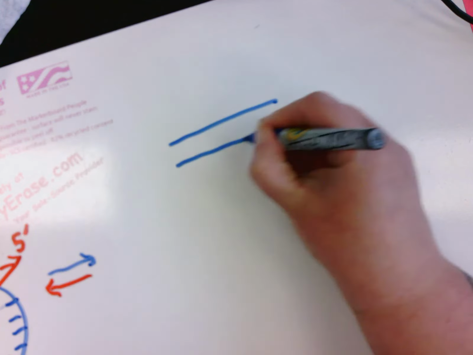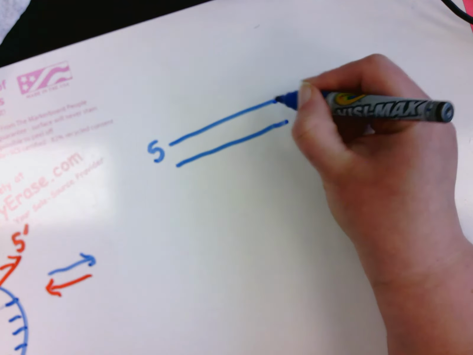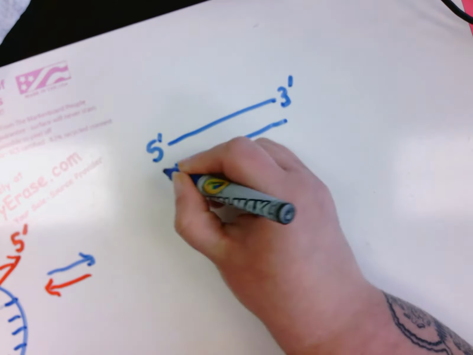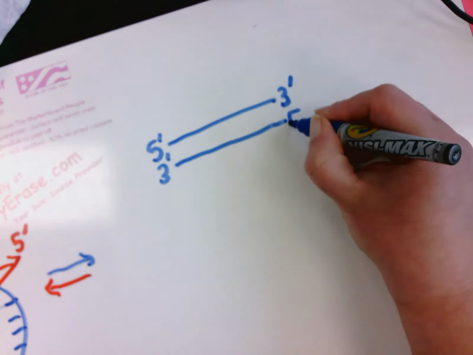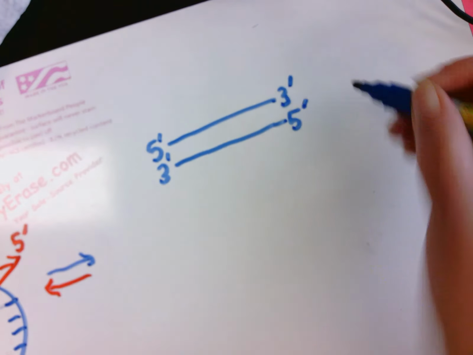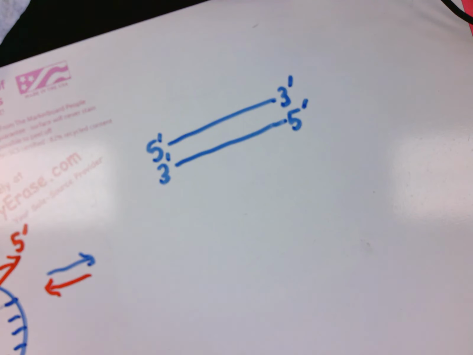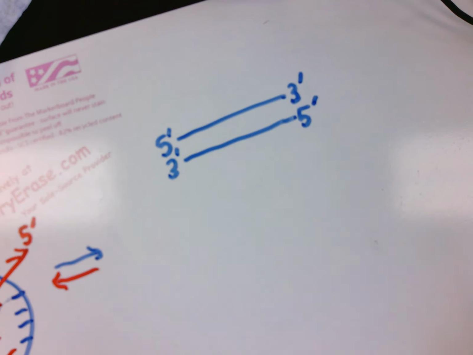So if this is my parent DNA, here's my 5 prime, there's my 3 prime, here's 3 prime, here's 5 prime. So cells do DNA replication in S phase of the cell cycle, if you guys remember that. And in S phase of the cell cycle, we're going to make an identical copy of DNA. This ensures that the 2 resulting daughter cells will be identical because their DNA is identical. So how does that identical thing happen? Well, it happens through what we call semi-conservative replication.